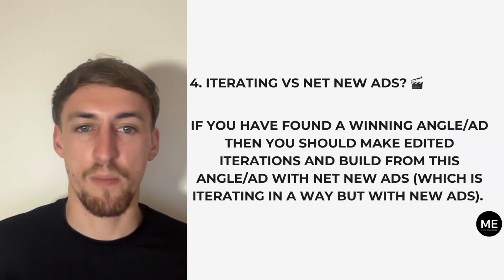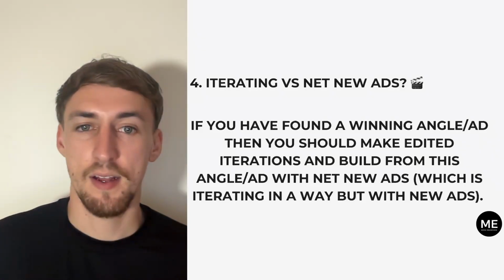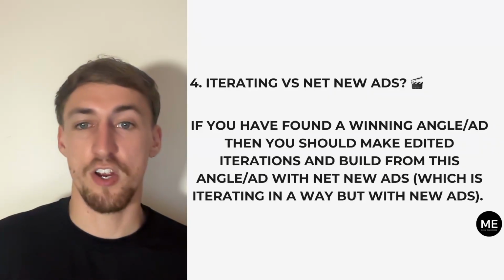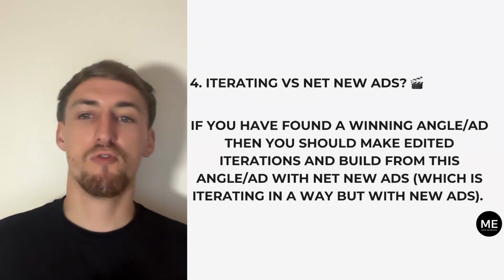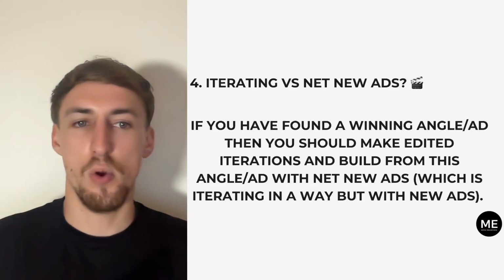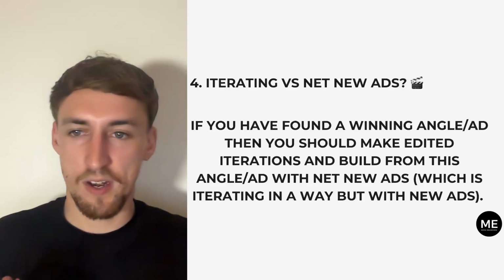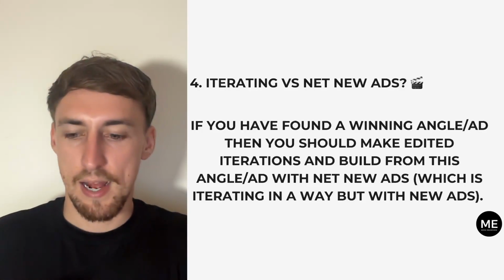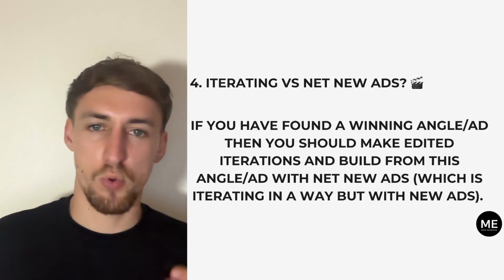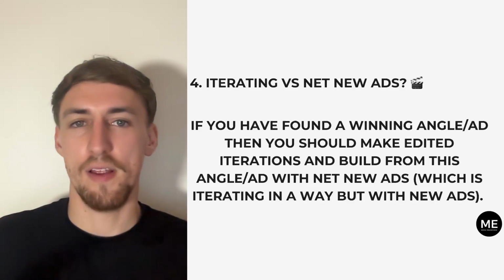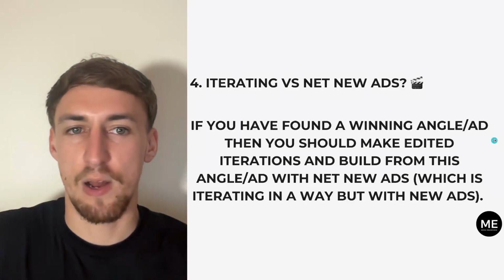The worst case, you've spent half an hour to an hour thinking of ideas and editing them. That's the worst case scenario. Best case, you make 100K off these small edited iterations. As well as that, you should build from this angle and ad with net new ads. So that is, in a way, iterating because you've found a winning ad, you found a winning angle, and you're building from it. However, with net new ads. So that's the two ways that we can build once we've found winning angles and ads.